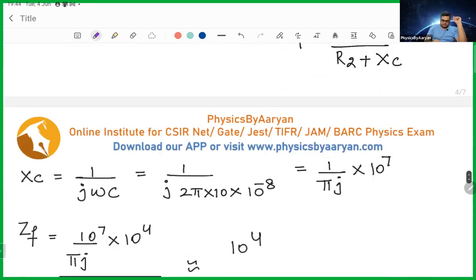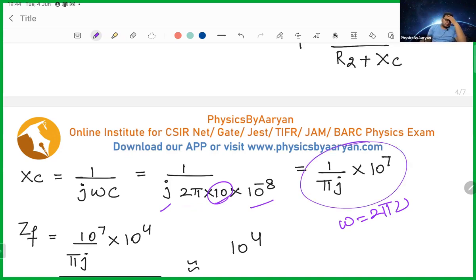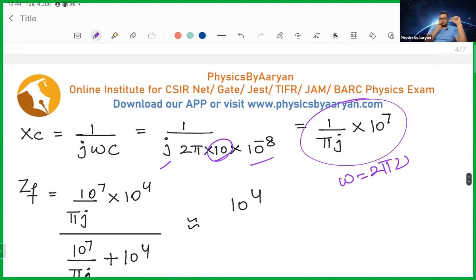XC is 1 by j omega C. J is j. Omega is 2 pi into frequency. Frequency is given as 10, because omega is given by 2 pi into nu, and nu is given as 10. And then the capacitor is given. Capacitance is 0.01 microfarad, which is 10 to power minus 8. And from all of it you get this answer. Clear? So this is your XC. And then you find your ZF, the total feedback.